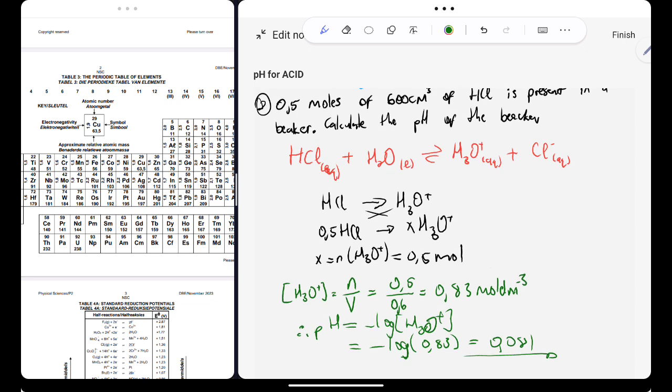The main thing, guys, you need to do is to calculate the concentration of your hydronium ions, and then you will find your pH. And remember that, guys, I did tell you that if your pH is greater than 7 and you have an acidic solution, that means there's something wrong you did.